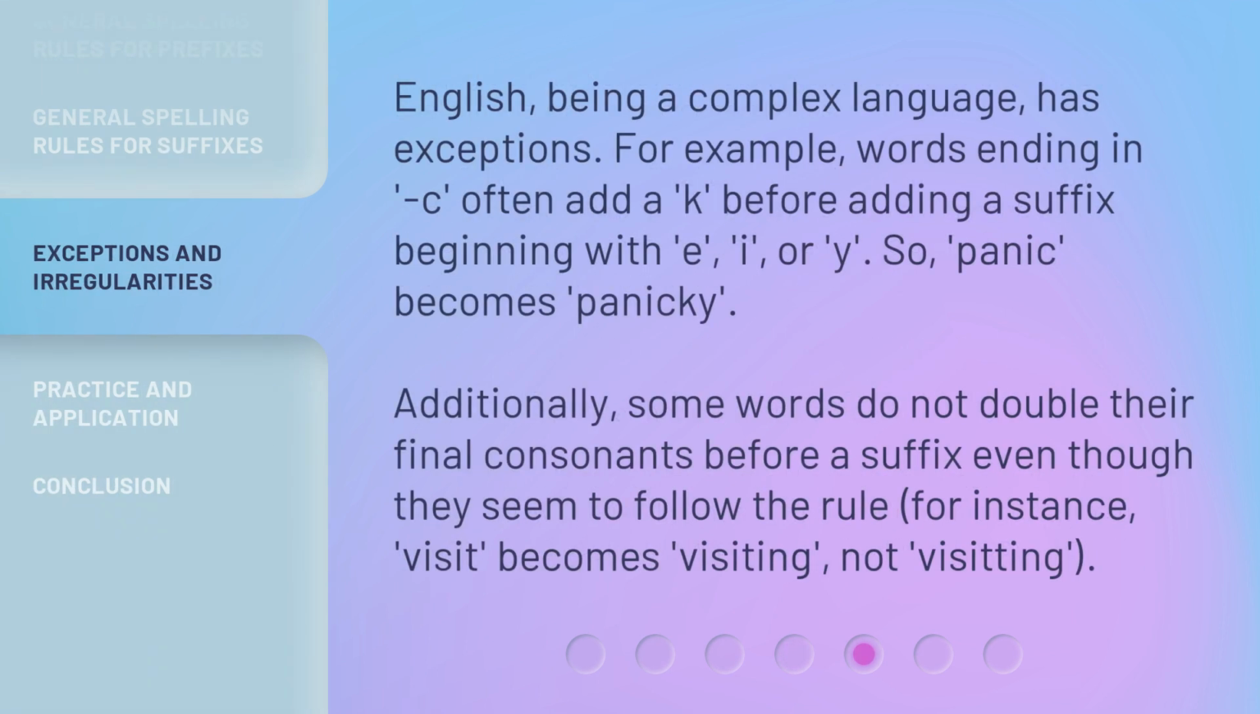English, being a complex language, has exceptions. For example, words ending in c often add a k before adding a suffix beginning with e, i, or y. So, panic becomes panicky. Additionally, some words do not double their final consonants before a suffix even though they seem to follow the rule. For instance, visit becomes visiting, not visitting.